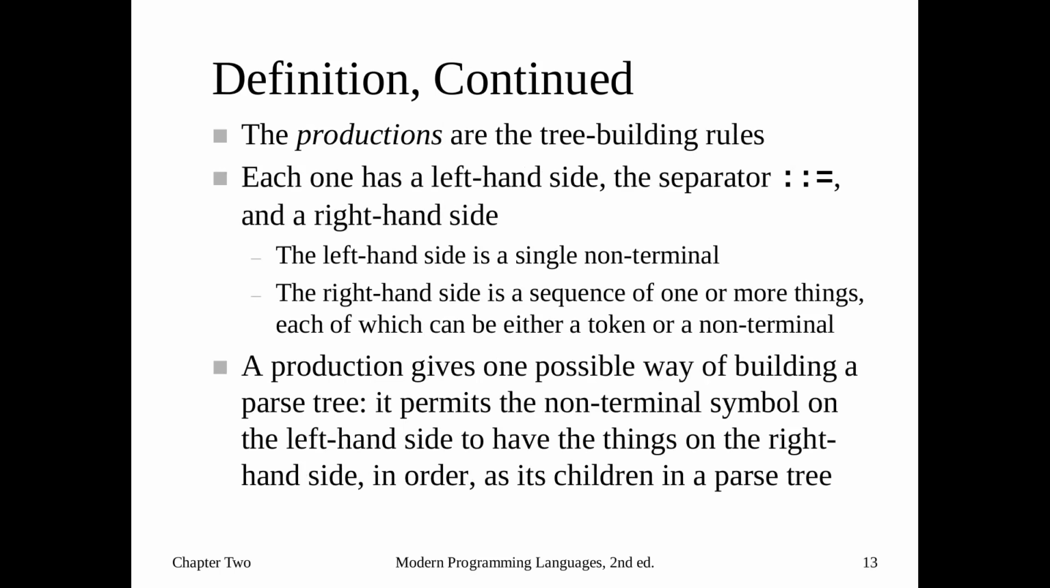The productions, like I said, are the tree-building rules. So each one has a left-hand side, a separator, and a right-hand side. In the case of standard BNF, the separator is a double colon equals. The left-hand side of any one of these is a single non-terminal. The right-hand side is a sequence of one or more things. Each can be a non-terminal or a token.